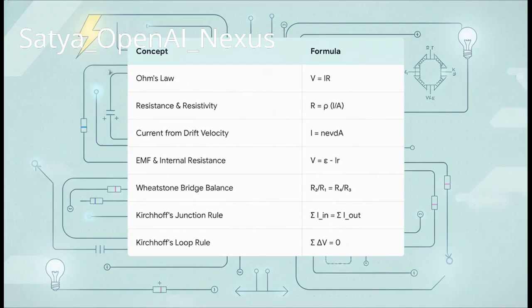Okay, this slide right here, this is your toolkit. This is your cheat sheet for the whole chapter. You've got your foundation, Ohm's law, V equals IR. You've got the formula for resistance based on a material's properties. And of course, you have Kirchhoff's 2 essential rules for tackling the complex stuff. Just take a second and let these sink in. These are the equations that will get you through pretty much any problem they can throw at you.